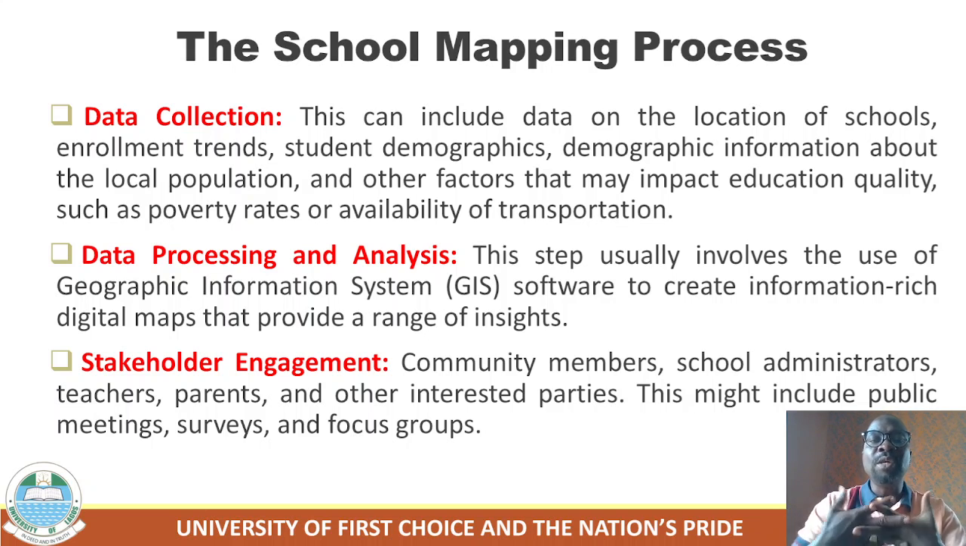After the second stage, we move on to stakeholder engagement. You need people. School mapping exercise is another way of democratizing education. When you democratize education, you are giving every stakeholder ample opportunity to air their views. You want to locate a school in a particular community. You need the people, the elders in that community, to give you information, because you cannot just locate a school anywhere, anyhow.